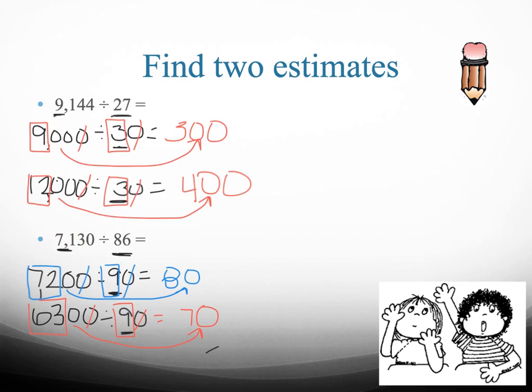So now I know that if I actually did the division for this problem, my quotient would land somewhere between 80 and 70. The better estimate is 80 because 7,200 is closer to my original number than 6,300 is. Since you see the pencil, take a moment to pause the video and write these examples into your notes.